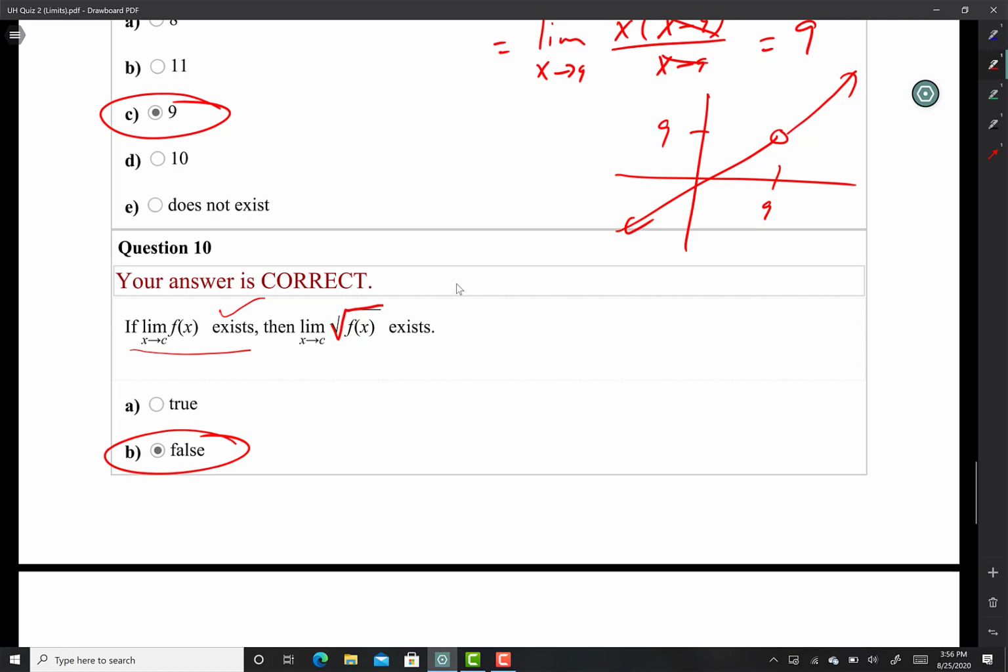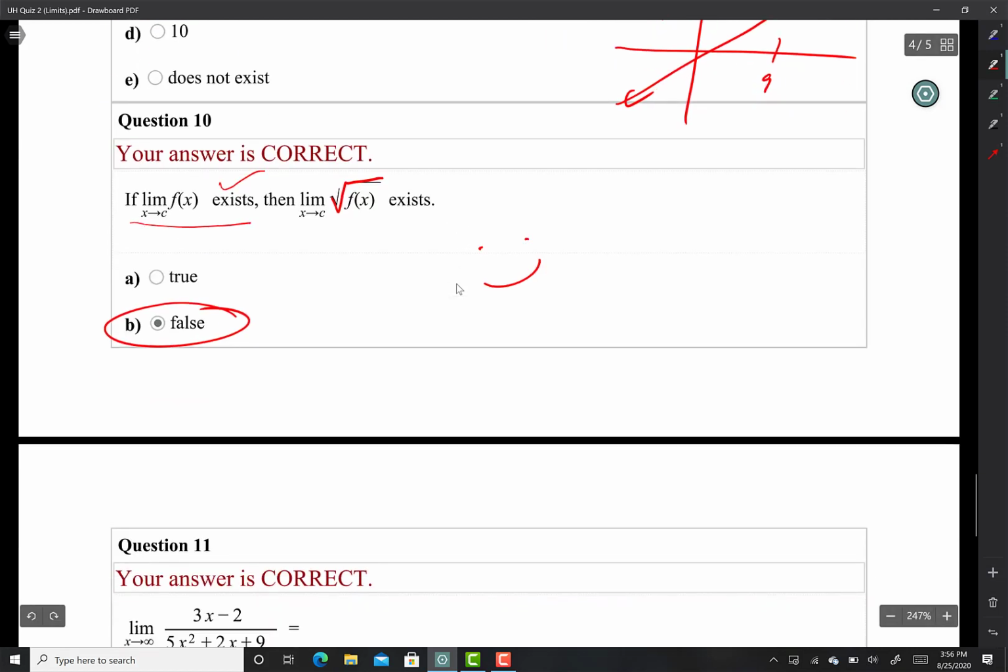Well, what if f of x was a negative number? If f of x would have been like 9, or something like that. Oh, sorry, that's not even a negative number. Negative 9. I can't take the square root of a negative 9. And yes, it's imaginary, but we're not talking about that form, guys. We're just talking about, does it exist in the real world, in the real domain? So it does not exist. So there it is. So it's false. So you can't have negative numbers. The f of x cannot be negative if you want the limit as x approaches c of the square root of f of x to exist. So hopefully that made sense to you guys.